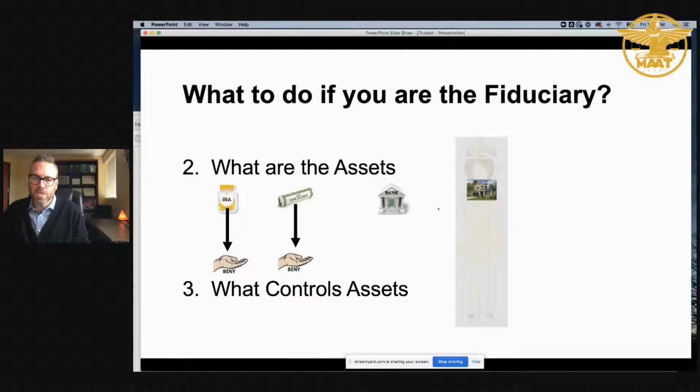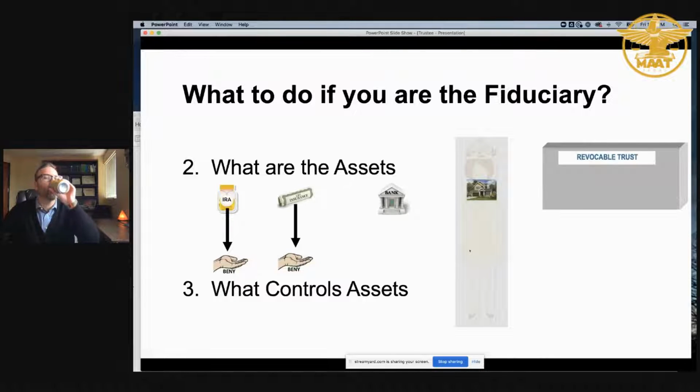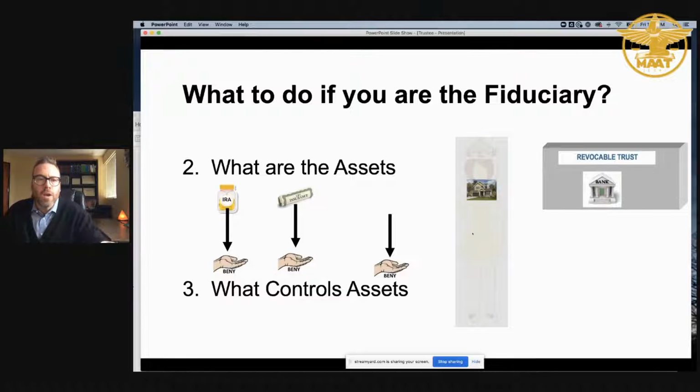So this house, it's showing that the title is in the name of Mrs. Estate, the deceased. She's deceased because she's kind of shadowed there. And there's a trust. All right, so what are the assets and what controls the assets? Assets owned by a trust are going to be controlled by the trust. Assets titled in the name of the deceased are going to be controlled by their estate. And if there's a beneficiary designation, that's going to be controlling.